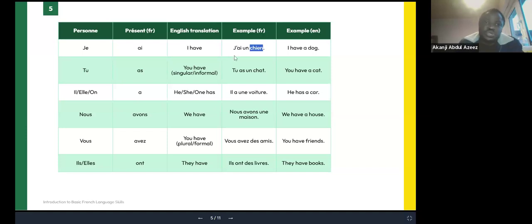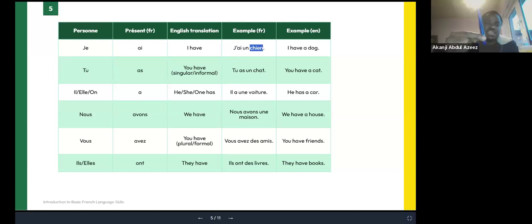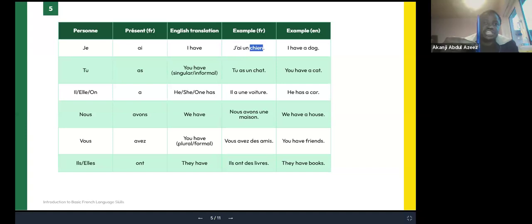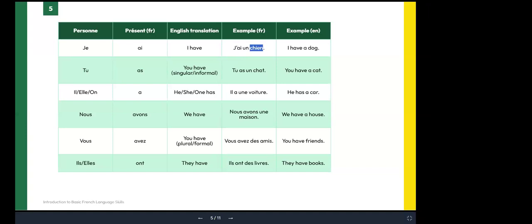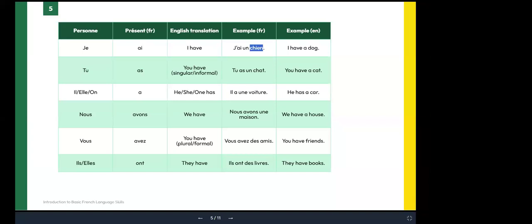Now we took chien as an example, right? How do you call this in English? Pen, right? In French, they call it stylo, spelled S-T-Y-L-O. So if you want to say I have a pen, j'ai un stylo. J'ai un stylo.